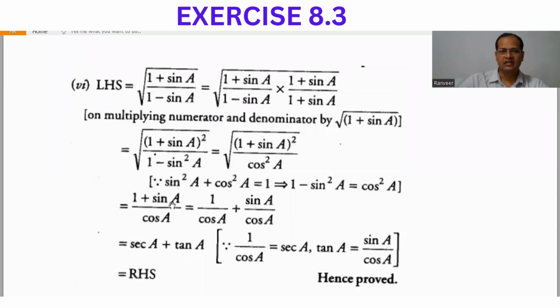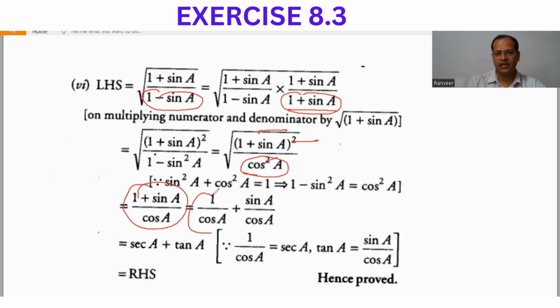Now question number 6, 1 plus, this is the root type of question where you have to do the rationalization of the denominator part, multiply and divide by 1 plus sin a. तो ये हमारा 1 minus sin square a हो जाएगा. ये 1 minus sin square a is equal to cos square a, and this we can write 1 plus sin a whole square, और ये square हमारा रूट से कट जाएगा. तो 1 plus sin a by cos a, this we can write 1 by cos a, यहाँ sin a by cos a, this is the right hand side part we have to bring.